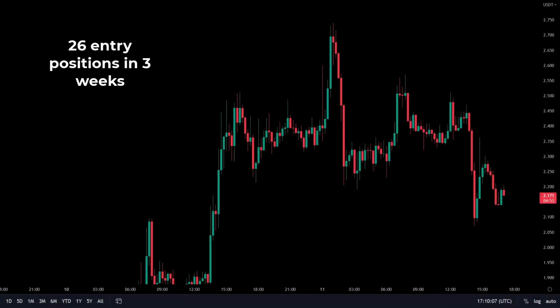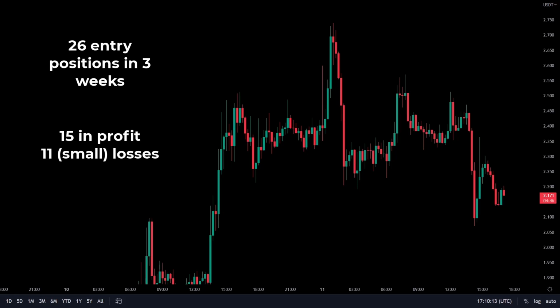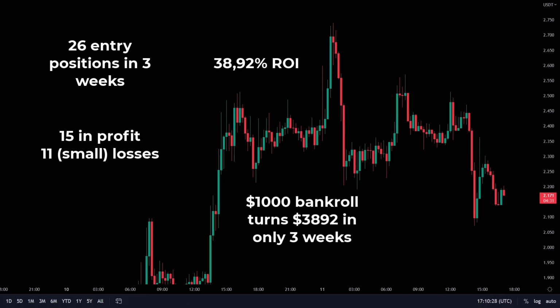In a period of 3 weeks, we found 26 entry positions to trade. 15 of those were in profit and 11 were losses. Most of the losses, however, were small and some gains were very substantial, easily offsetting our losses. We end with a total of 38.92% in profit. If our bankroll is, for instance, $1,000 and we apply a leverage of 10x, we would, after only 3 weeks, end with $3,892, hereby almost quadrupling our bankroll.